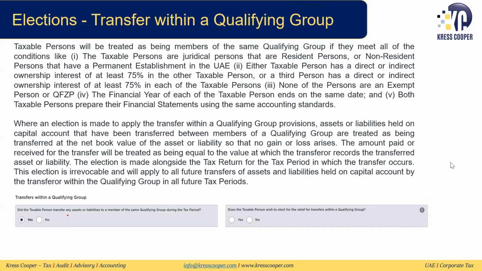So if you are continuing with the form and we are marking that we do not want to be taking the small business relief, or we are not eligible for small business relief, the next selection it will ask you is transfer within a qualifying group.